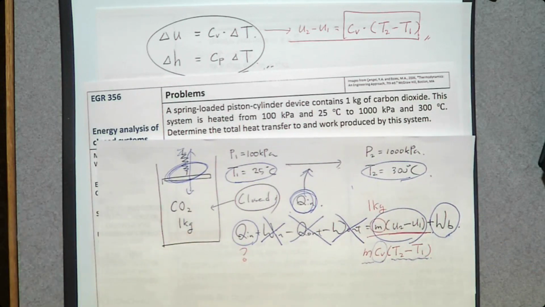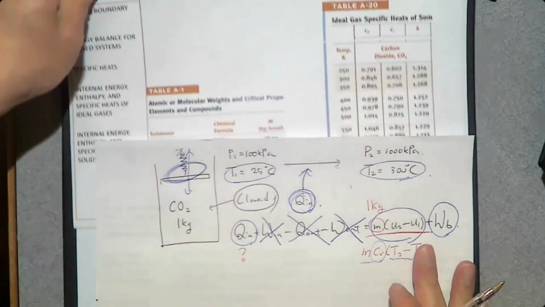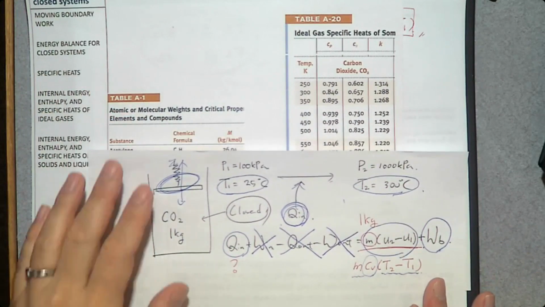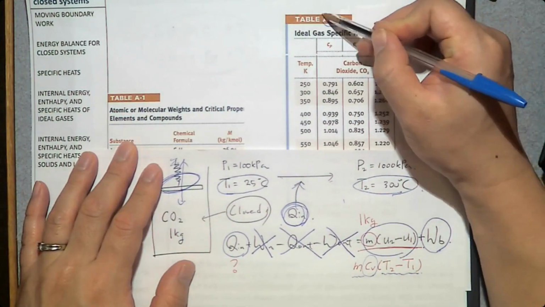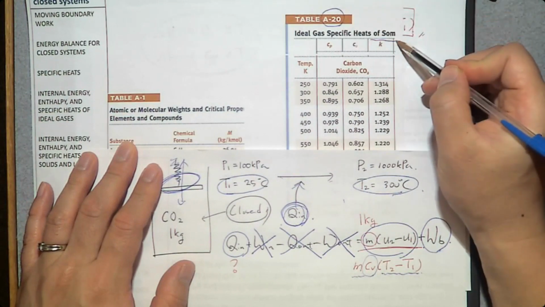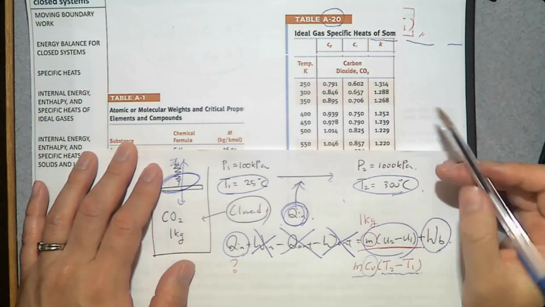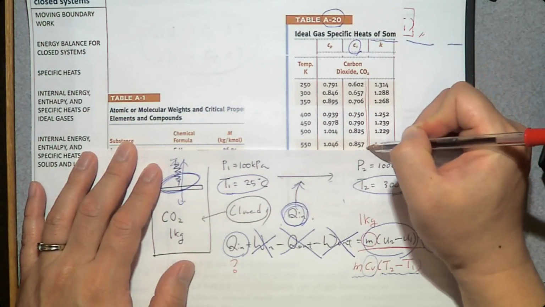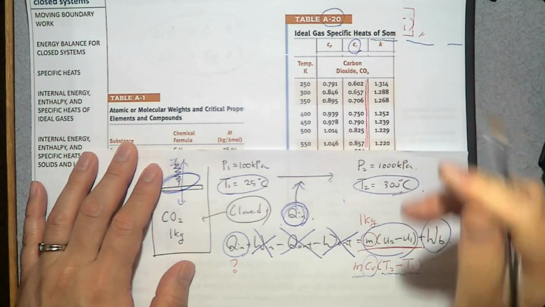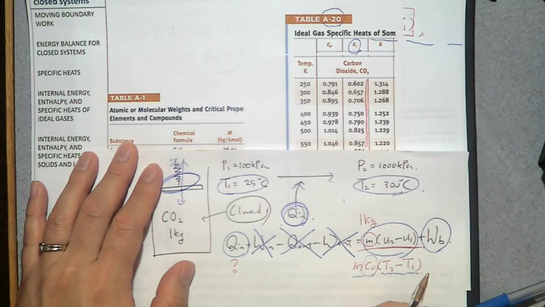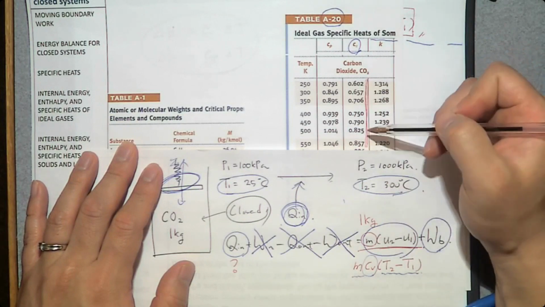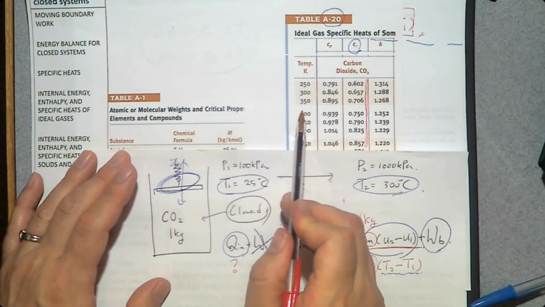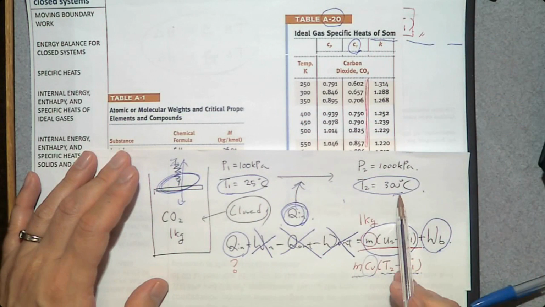And how can we determine the specific heat? From this Table A-20, ideal gas specific heats of some common gases. Okay, so there's a CV. There are many specific heat values. So which one are we going to use? Just randomly select one of them? No, we have to use the average temperature between 25 and 300.